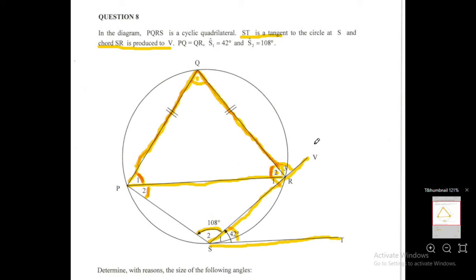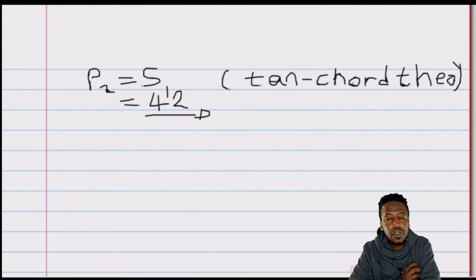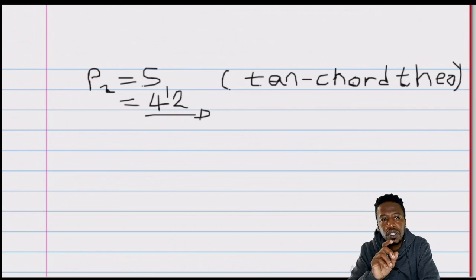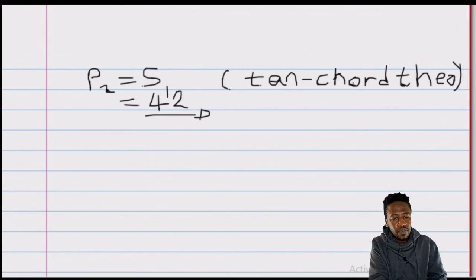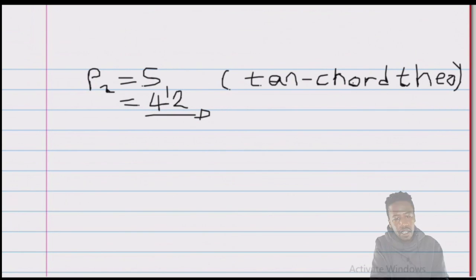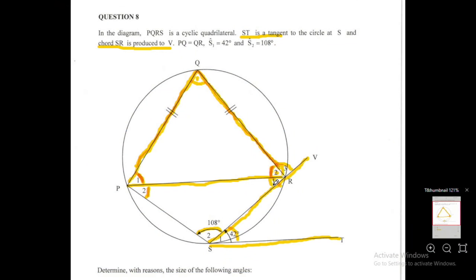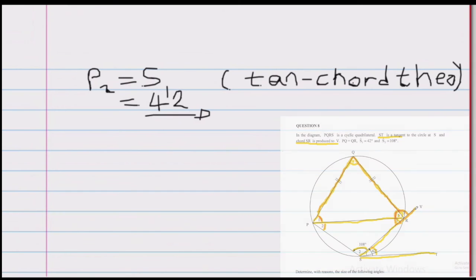Now, why is that statement important? Because simply by telling us SR is produced at V, it means now these angles which lie on this line can simply be angles on a straight line. If this chord is produced at V, it means this line is a straight line. So now that we have that information, we can try and solve our problem.